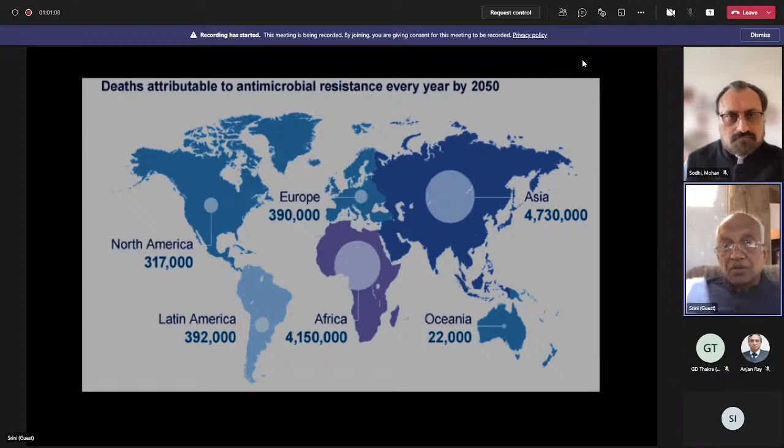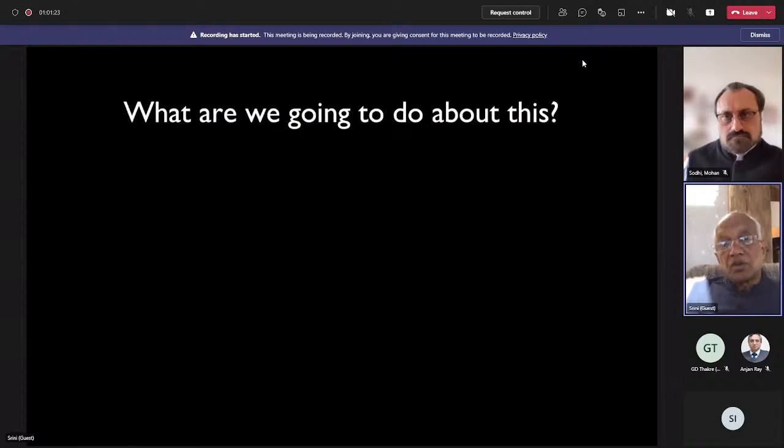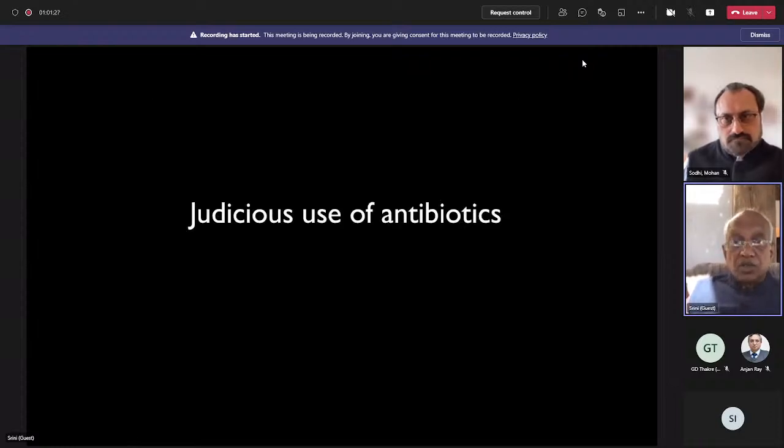And projections and modeling have shown that in Asia, by 2050, about 5 million people will unfortunately die because there will not be any drugs to treat them. And the same situation elsewhere in the world. This is not nice. This is not good news. So what are we going to do about it? How are we going to change this whole system?